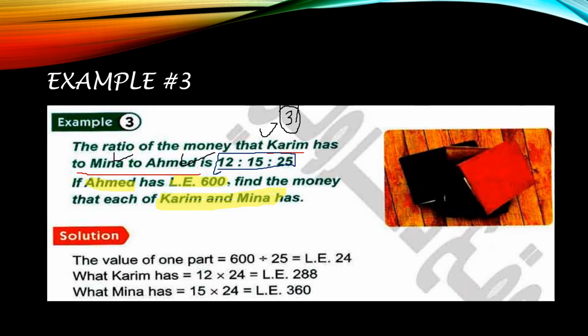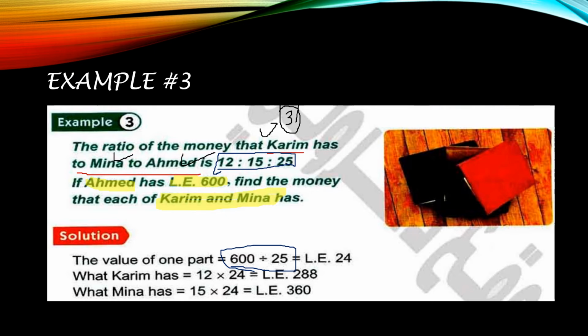So here, as you can see, it says the value of one part will equal 600 divided by 25. So the technique here that we're going to use is finding just one part. We have discussed this before, so go watch the videos because you want to understand this. If you haven't, just watch the other videos about ratio; I'm going to leave the links in the description box below.